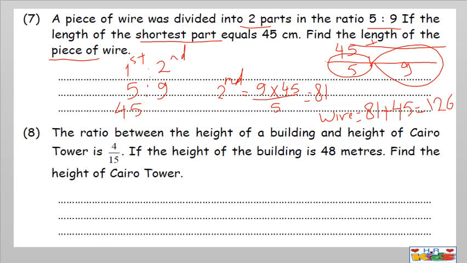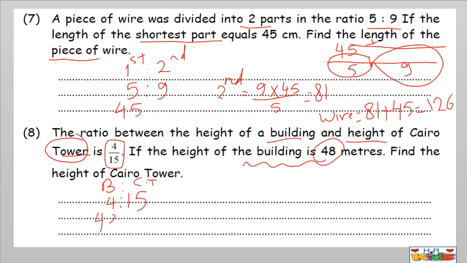Question number 8. The ratio between the height of a building and the height of Cairo Tower is 4 over 15, meaning 4 to 15. The ratio is between the height of the building and the height of Cairo Tower. If the height of the building is 48, under building we write 48. Don't forget, the order is very important. Find the height of Cairo Tower.